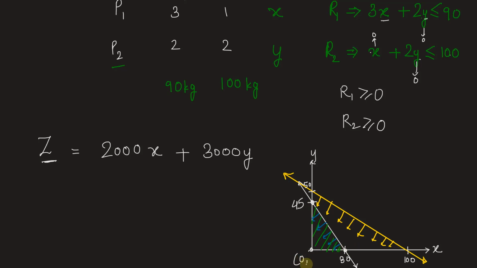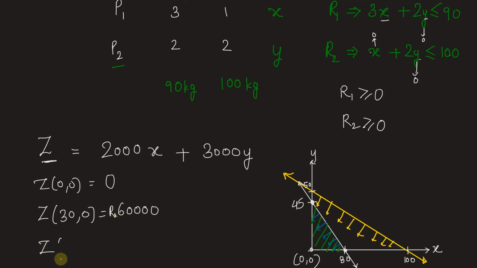This node is 0, 0. The profit anyway will be 0 itself. When we put x as 0, y as 0, we have the profit to be 0. Second, we will calculate Z at point 30, 0. So we have 2000 into 30 gives us 60,000 plus 0. So the profit is 60,000 rupees.